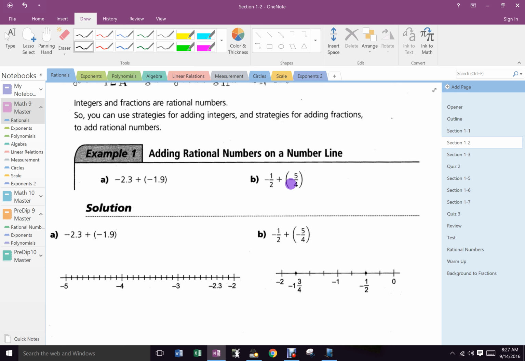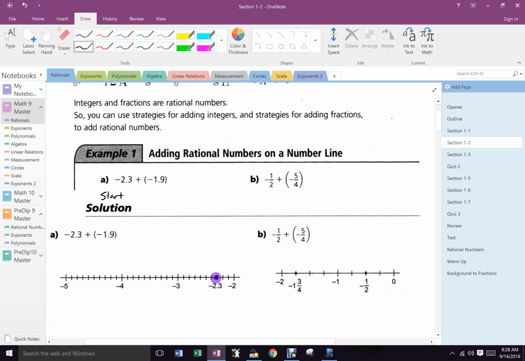Okay, no, they don't. The rules of math are always the same. That's why, even though math seems confusing, if you learn the rules, it doesn't matter what it looks like because it always follows the same rules. Okay? So we'll start with this first one that you guys already know how to do. Negative 2.3. This is our starting point. So where on our number line is negative 2.3? I've already put it on there to help you get started.